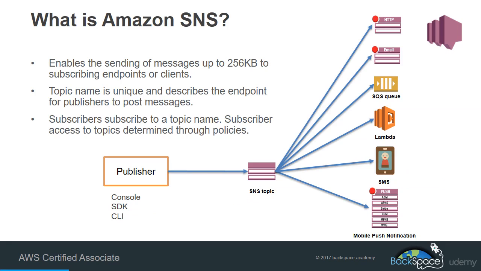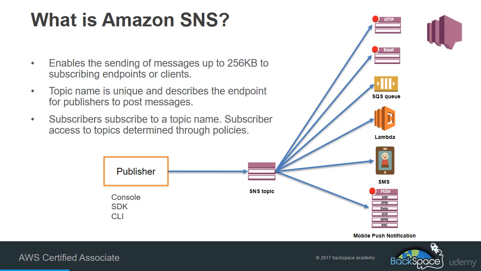Amazon SNS is a messaging service that enables the sending of messages up to 256K to subscribing endpoints or clients. The topic name for an SNS topic is unique, and it describes the endpoint for publishers to post messages to. Subscribers subscribe to a topic name, and then the subscriber access to topics is determined through an SNS policy.